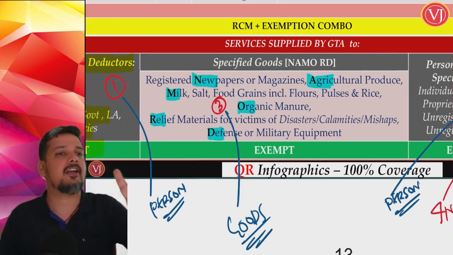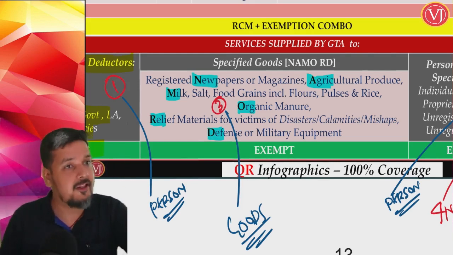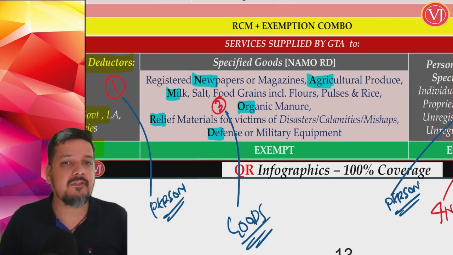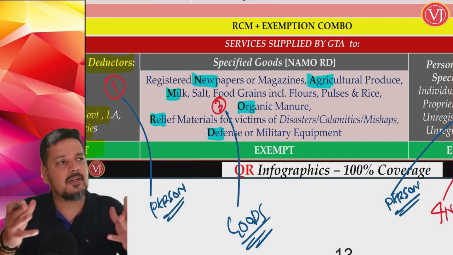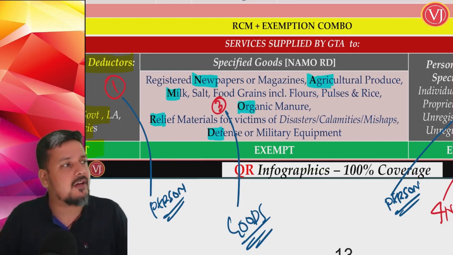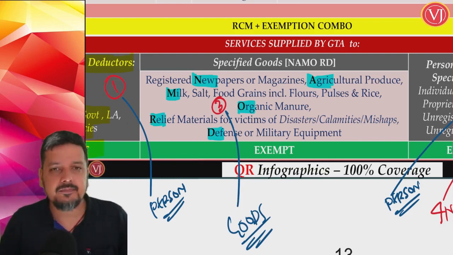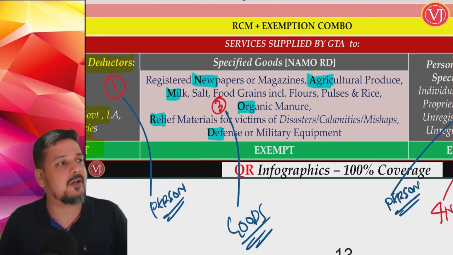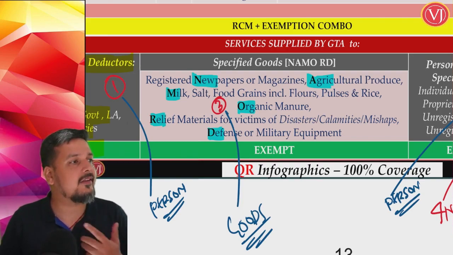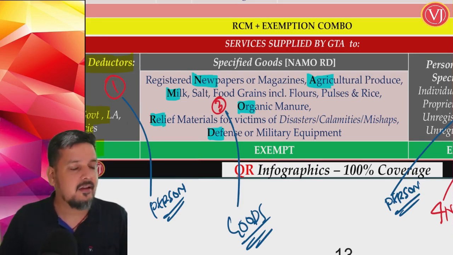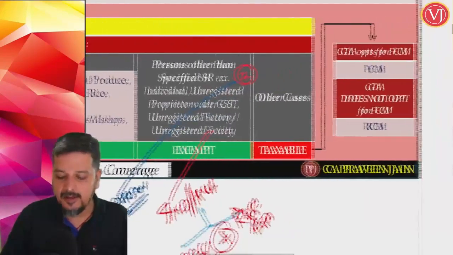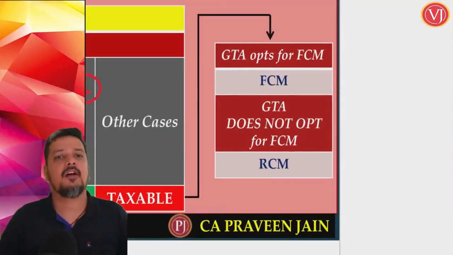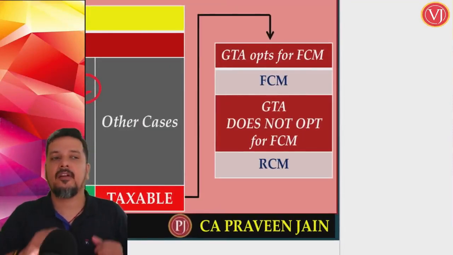See, the first four items are very specific. What are the goods? The last two items, relief materials and defense materials, don't say which items. It is whatever is required for relief materials and whatever is required for defense materials. If the goods transportation agency is transporting such goods, it is exempt. Otherwise, it applies if it is not covered by any of these categories. What are these categories?